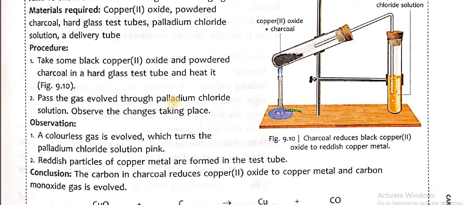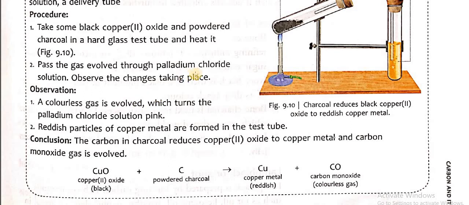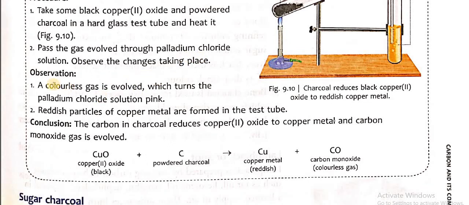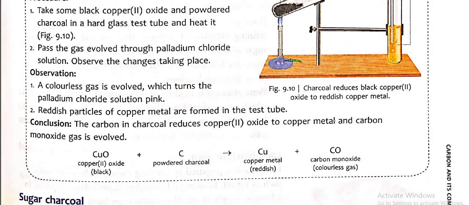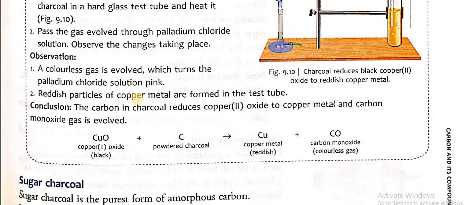As the gas evolves through the palladium chloride solution, observe the changes taking place. You'll observe that a colorless gas is evolved, which turns the palladium chloride solution pink. So when you pass this carbon monoxide gas through the delivery tube into the palladium chloride solution, it turns pink. And reduced particles of copper metal are formed in the test tube.